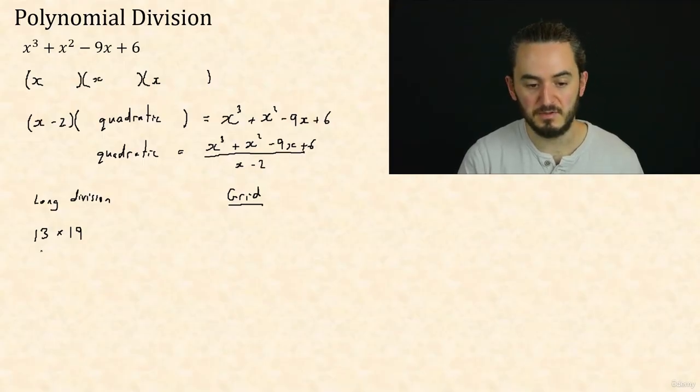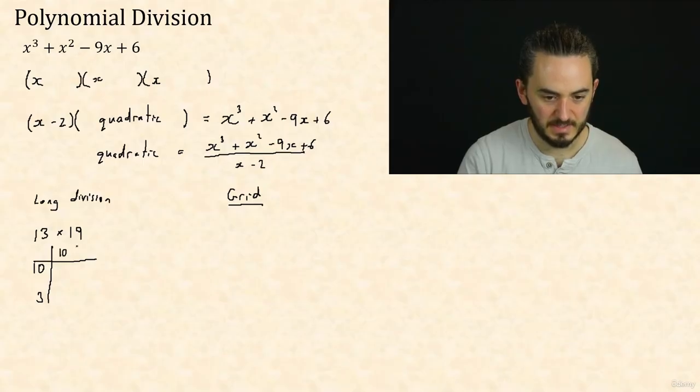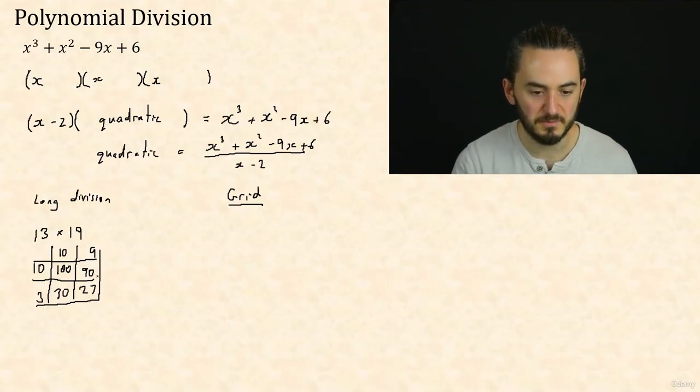Well, the grid method version of doing this would be to split 13 into 10 and 3, and to split 19 into 10 and 9, and then just fill in this grid by multiplying the rows and the columns. So 10 times 10 is 100, 10 times 9 is 90, 10 times 3 is 30, and 3 times 9, sorry, is 27.